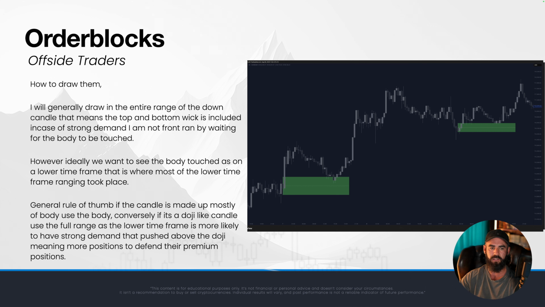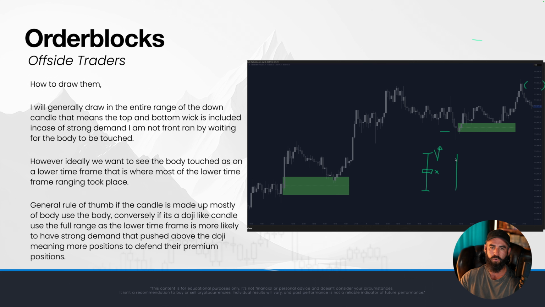Conversely, if it's a doji-like candle, which is not a lot of body and more wick, we'll use the full range, as the lower time frame is more likely to have strong demand that pushed above the doji, meaning more positions to defend their premium positions. So there will be times if you do see a candle made up of a little amount of body, we can use this entire range because we are likely just to bounce out of that area and not actually come back down to the body.